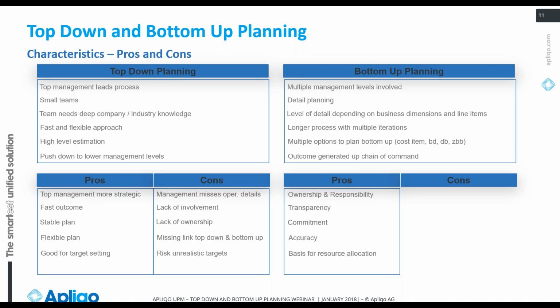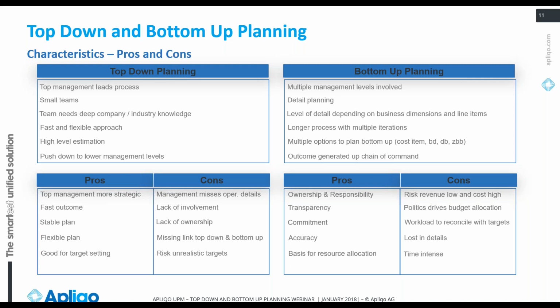And quite often, it is the basis for resource allocations. If you do a more detailed bottom-up plan on a cost center, on a business unit level, on a product level, and so on, it gives you then enough information to do the resource allocation from a production capacity point of view, from an HR planning point of view. So this is definitely an advantage of the bottom-up plan.